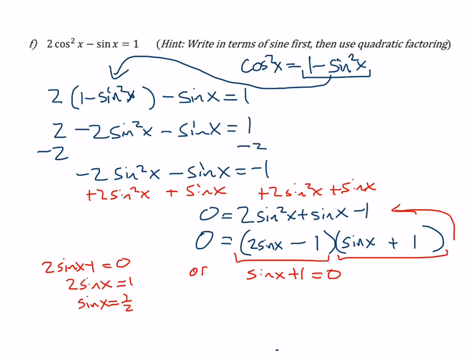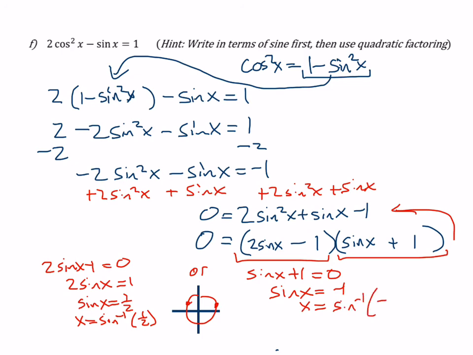Solving the left one, we get 2 sine x equals 1, add the 1, divide by 2. And now x is the inverse sine of 1/2. So we'll think about where that is on the unit circle. Sine of x equals 1/2 is over here. We saw that last time. And here, sine x equals negative 1, so x is the inverse sine of negative 1. And for the inverse sine of negative 1, the y value is going to be down here.